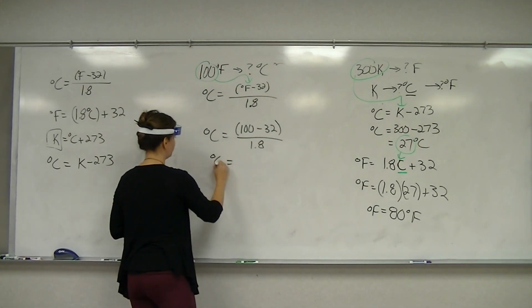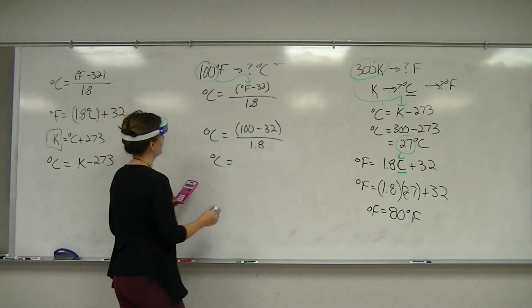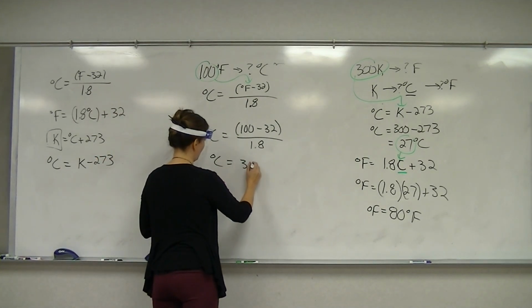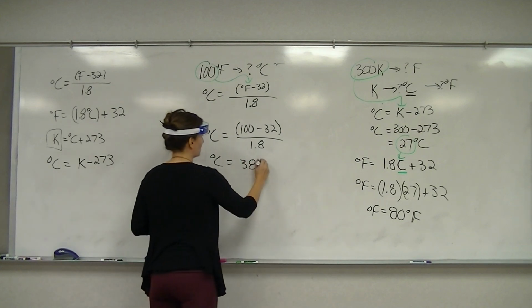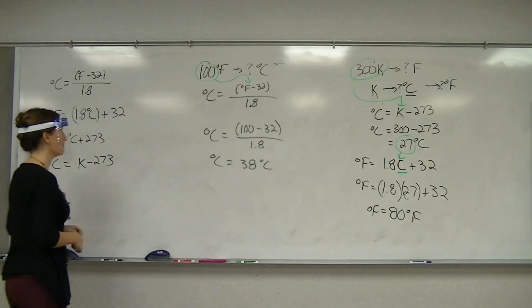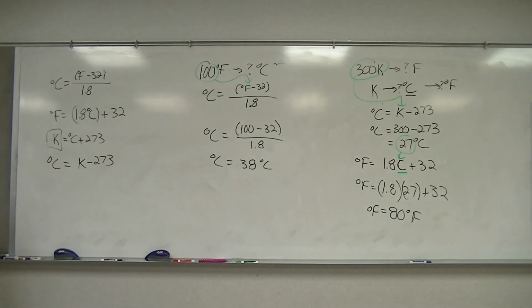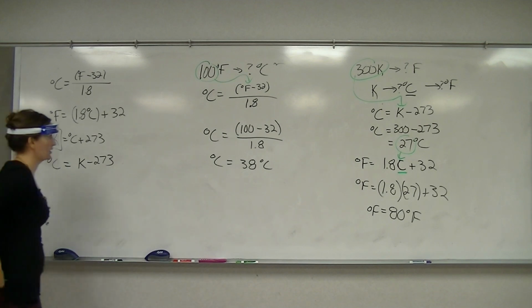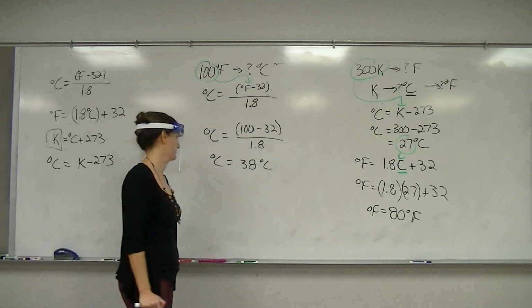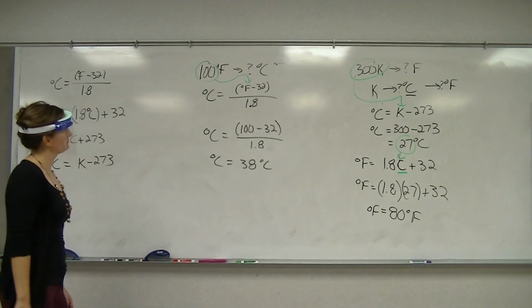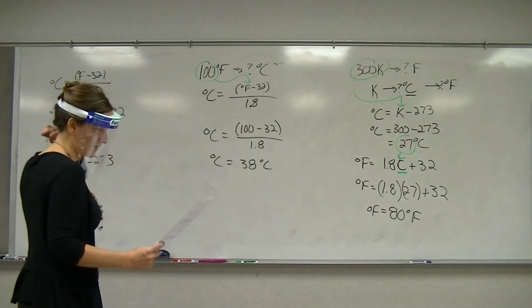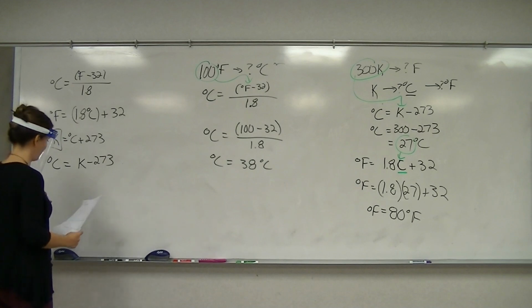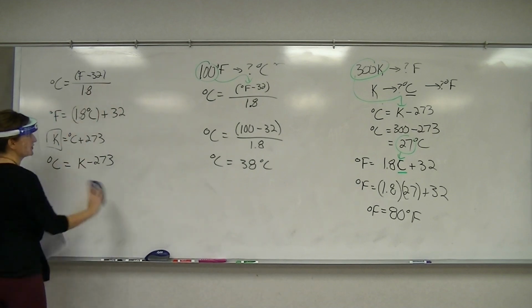So this is 38. And I'm supposed to only have one sig fig, that's okay. If you had a fever of 100 degrees, if you were in Canada, your thermometer wouldn't say 100, it would say 38, measured in Celsius. Just for a little context. All right, so that is it for temperature conversions.